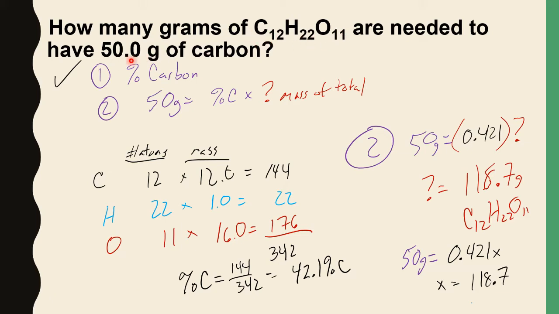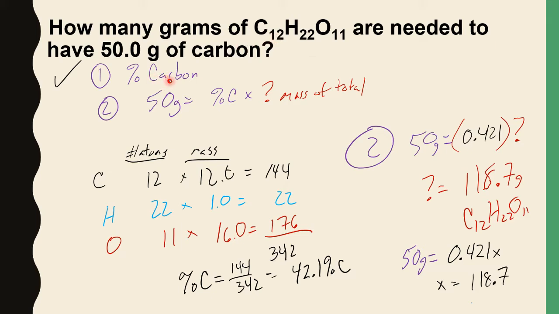So this is a two-step process. You have a problem like this, figure out your percent carbon, and then you're going to set up an equation where 50 grams equals the percent carbon times whatever mass of the total it is you need. Because that's what it's asking, right? How many grams of this stuff times the percent of carbon will give you 50 grams. So it's going to be a larger number than 50 grams because this isn't 100% carbon. It turns out to be 42% carbon.